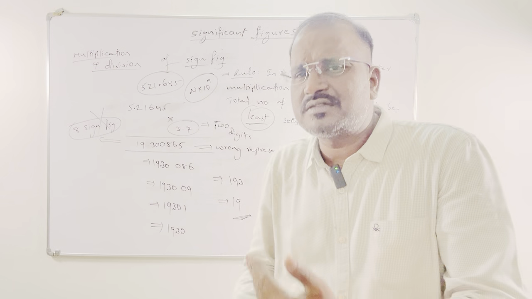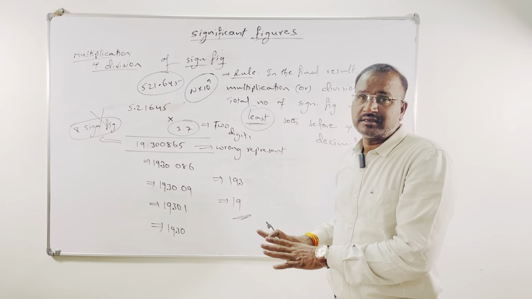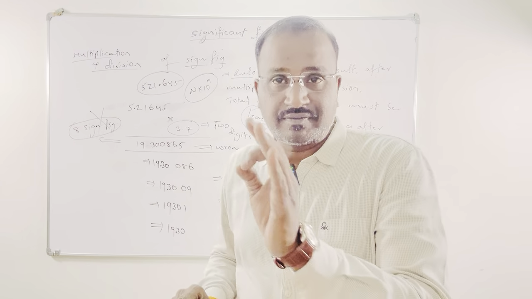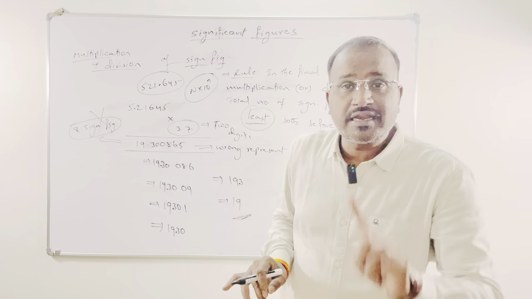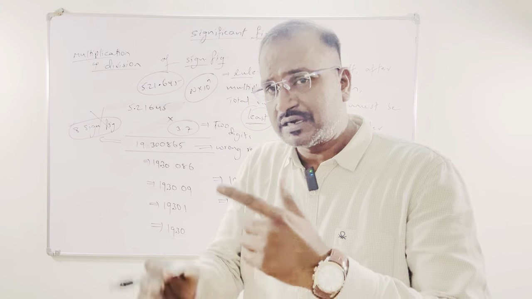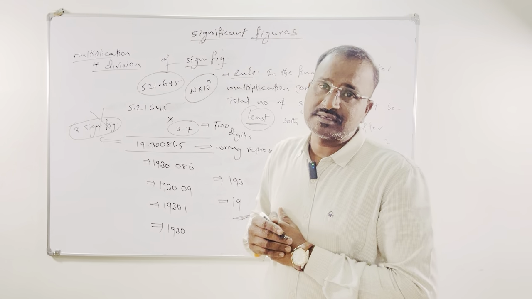So this is multiplication. Division also same thing. Division also same thing, you have to write like this. Division also you have to do like this. Where we have the least number of digits in any value, the final answer after division also should have the least number. You can try and see some examples, some problems in previous questions. You will get all the idea.